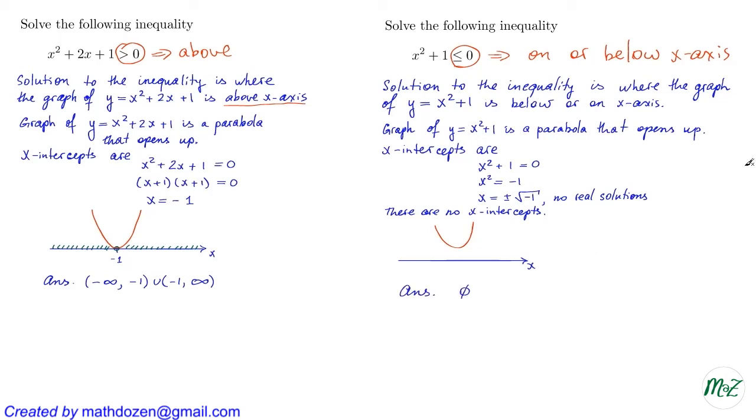So for the answer, you're going to get an empty set that is denoted like this. And if you have to enter it online, you can enter it as a curly brace, a space, and another curly brace. That's the online notation for the empty set.